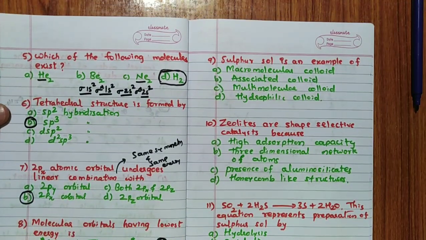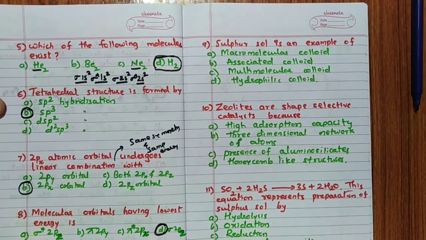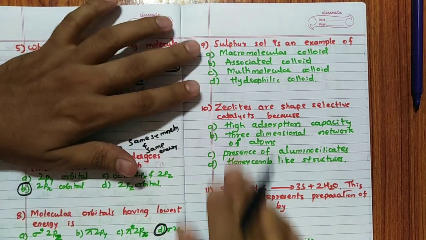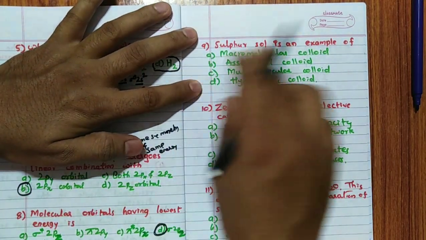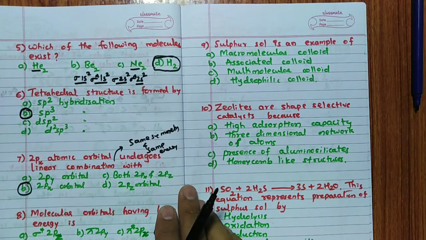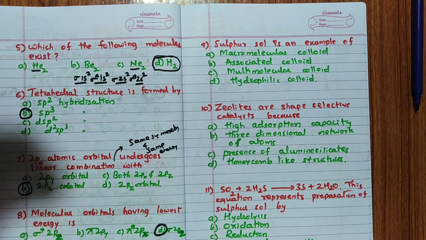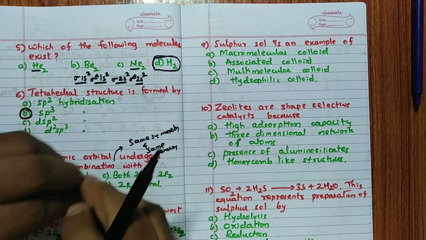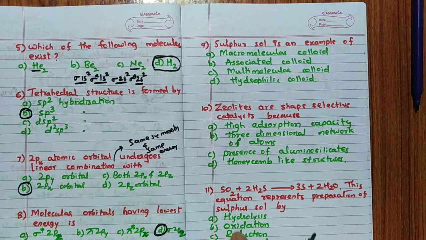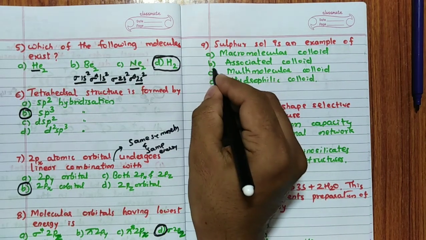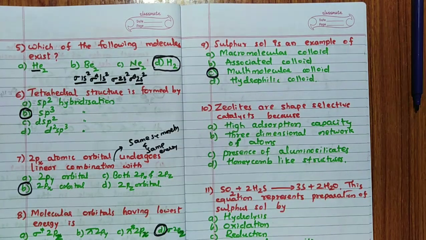Sulfur sol is an example from the surface chemistry chapter. Very simple question they have asked: sulfur sol is an example of what. Remember, before forming the sol, sulfur is in very small particles. Those small particles aggregate together to form a large particle. Such types of colloids are called multimolecular colloids.